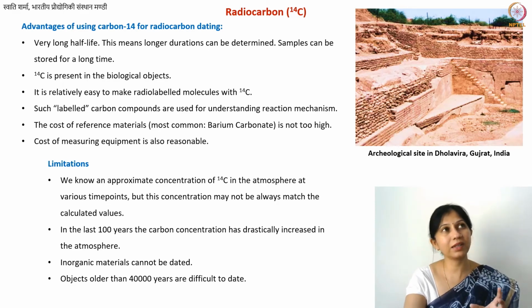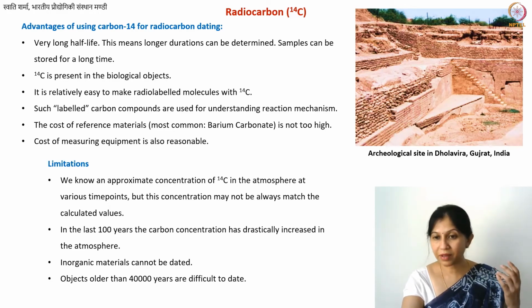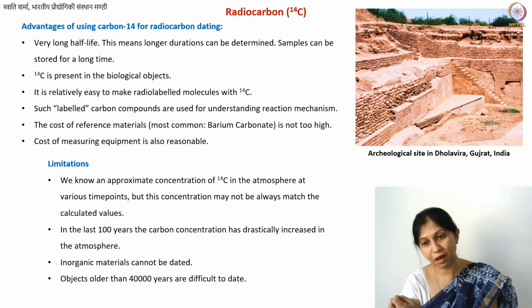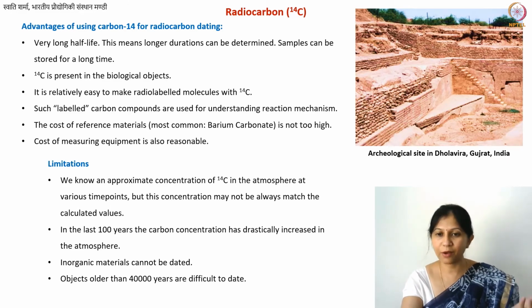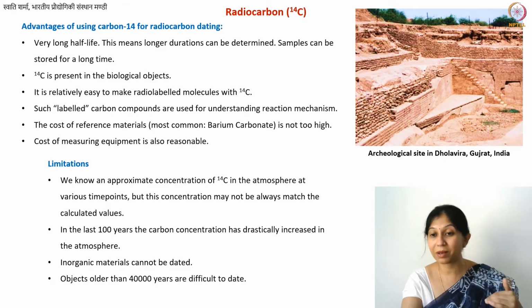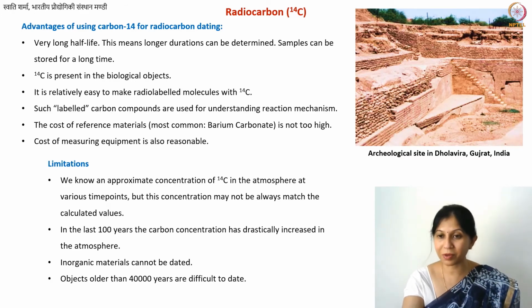then the technique becomes a little bit weak anyway, because we don't have very good information about the atmospheric carbon at that time, and also the concentration of carbon then becomes so low, because you see, in 5730 years, the concentration of carbon-14 becomes half, and then half of that, and then half of that, and then half of that. So at some point, it is the concentration. If something has been decaying for more than 40,000 years, then the concentration becomes so low that you are not able to detect it.